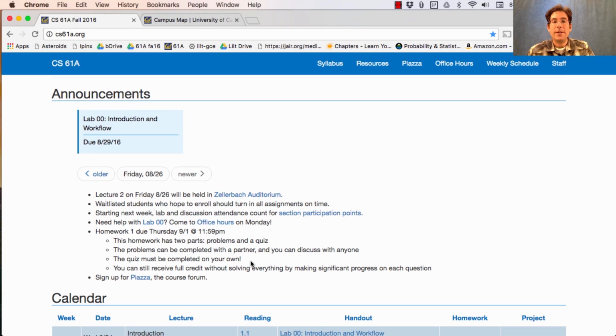Both the homework and the quiz are graded in such a way that you could still receive full credit for the homework assignment, even without solving everything, as long as you make significant progress on each question. Exactly what do we mean by significant progress? Well, you should be close to on track to getting the right answer for every problem. We won't tell you exactly what it takes to meet the threshold because we don't want you to stop. You should try to complete the whole homework and solve all the problems. That's how you're going to learn everything.